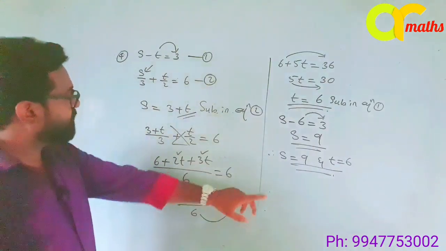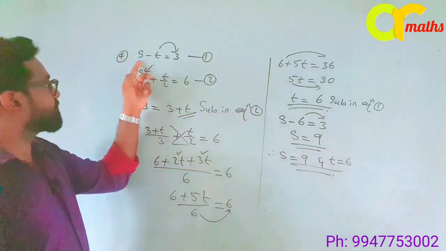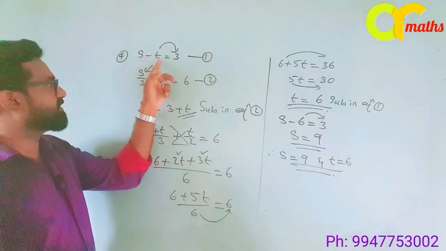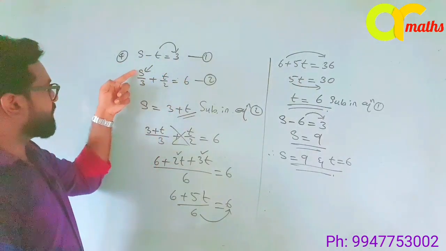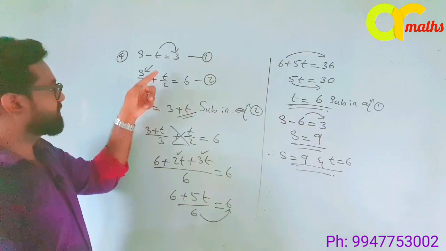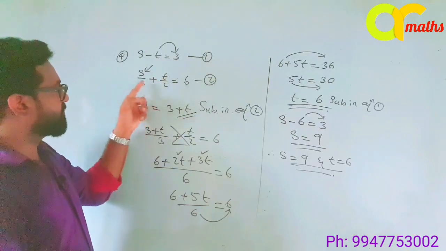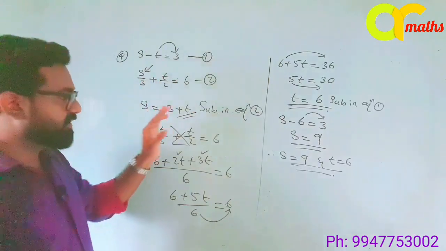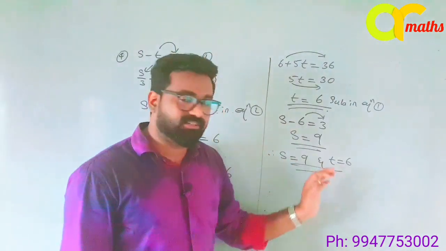Clear? So 9, 6. Just substitute here 9, here 6. 9 minus 6, 3. Correct. Here 9 divided by 3, 3, plus 6 divided by 2, 3. 3 plus 3, 6. So s equal to 9 and t equal to 6 is the correct answer.